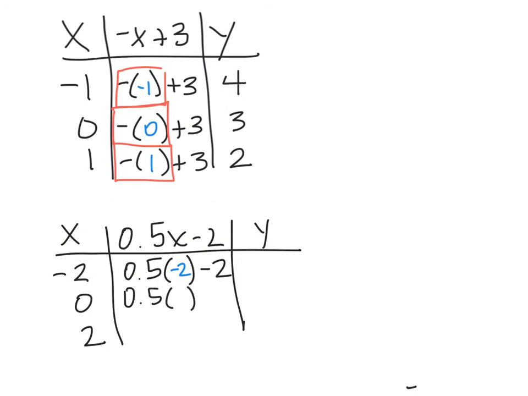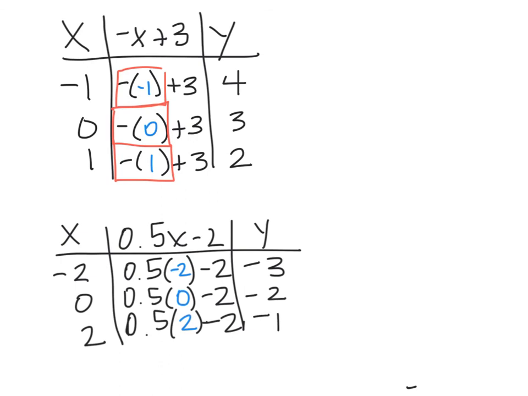0.5 times 0, minus 2. And 0.5 times 2, minus 2. So 1/2 of -2 is -1, minus 2 is -3. 1/2 times 0 is 0, minus 2 is -2. And 1/2 times 2 is 1, minus 2 is -1. So I'm going to go back and put those on my table on my note.